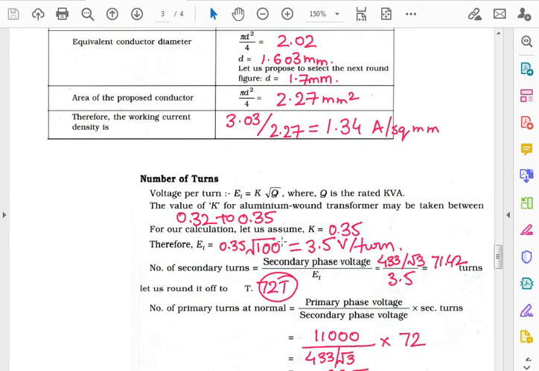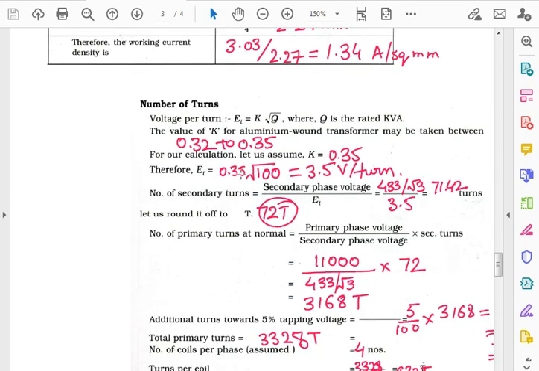Up till now in this whole design, we have only assumed one thing, that was this K factor. So K was equal to 0.35, which we assumed, and based on that we found out that ET is equal to 3.5 volts per turn. Based on this 3.5 volts per turn, we found the number of secondary turns, that was 71.42, and we rounded off to 72.